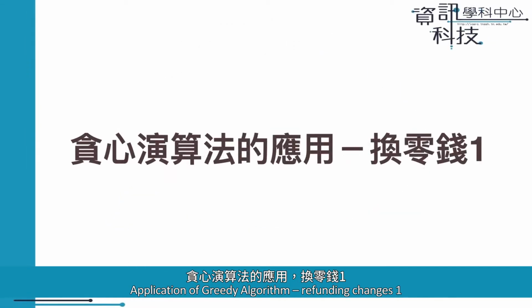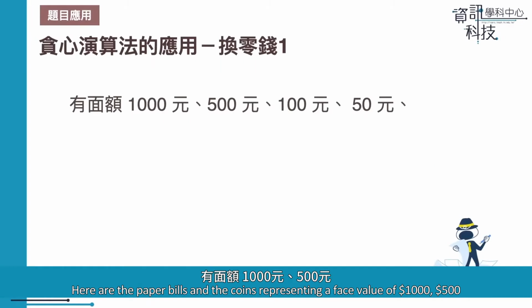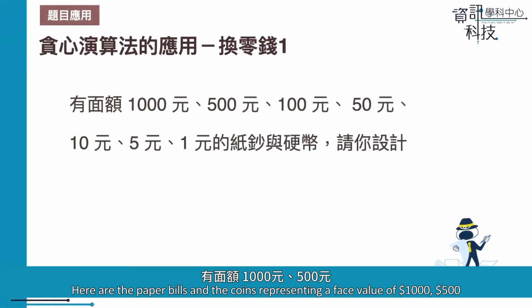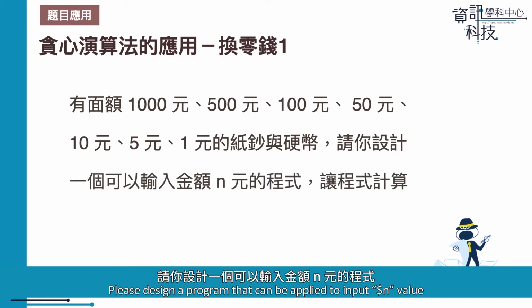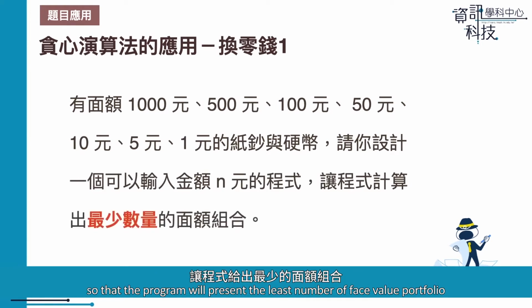Application of greedy algorithm, refunding change 1. Here are the paper bills and the coins representing a face value of $1,000, $500, $100, $50, $10, $5, and $1 respectively. Please design a program that takes an input in dollar value and outputs the least number of face value portfolio.